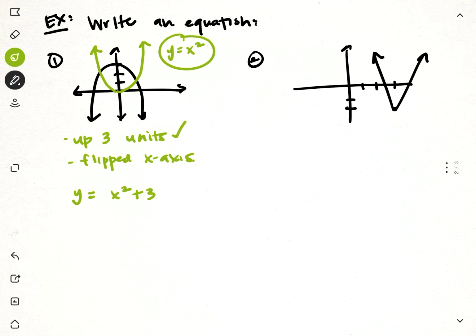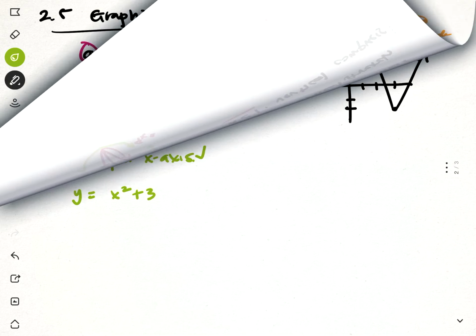We said that outside of our function is x squared. If we're adding or subtracting, plus goes up, minus goes down. So we just shifted up 3 units. The second one, it flipped with the x-axis.